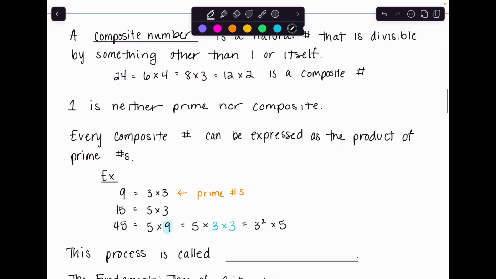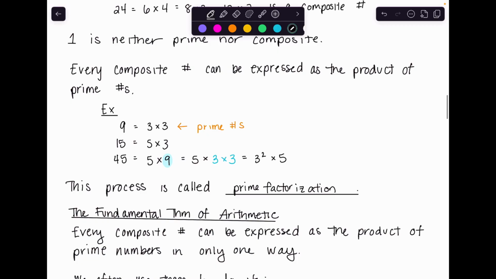So overall, this process is called prime factorization. Every single number that's composite, we can do this with, okay? This is actually something called the fundamental theorem of arithmetic. Every composite number can be expressed as the product of prime numbers in one way. It does not matter how you get there, it will only be expressed in one way.